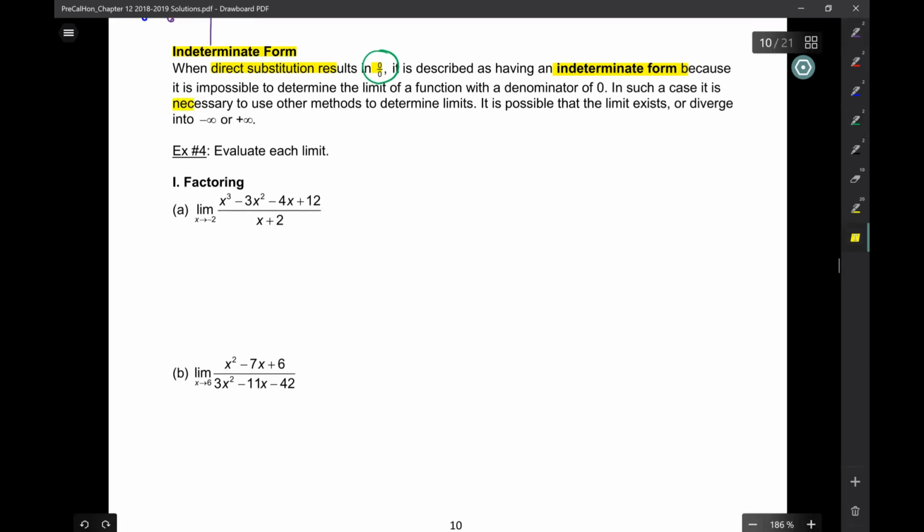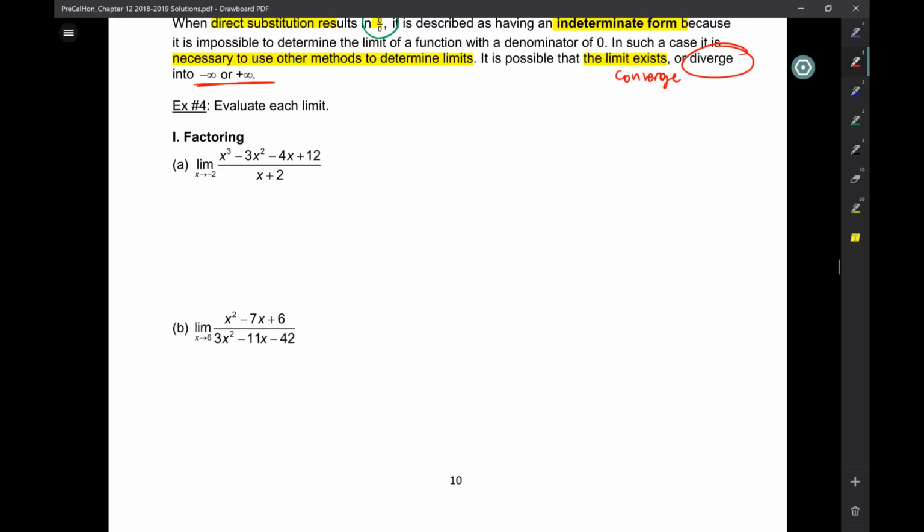So it's necessary now to use other methods to determine limits. It's possible that the limit exists, in which case we say it converges, remember that word? Converges to a certain value, or it diverges to negative infinity or positive infinity. I love these. We're going to go through 2 different ways of evaluating when you have indeterminate form.